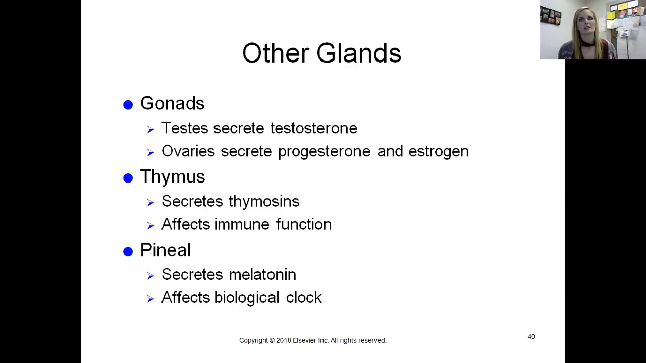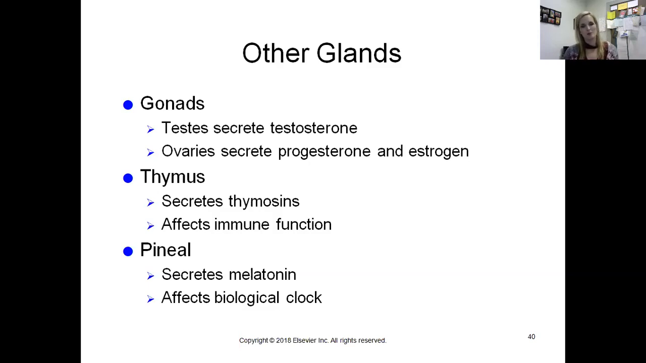Then we have some other glands. That was number 4 on our diagram. Number 5 we've already talked about with the pituitary gland in the first video. Numbers 6 and 7 that we labeled are the first 2 that you have on your diagram here, on your PowerPoint. They're the gonads, gonads meaning sex glands.